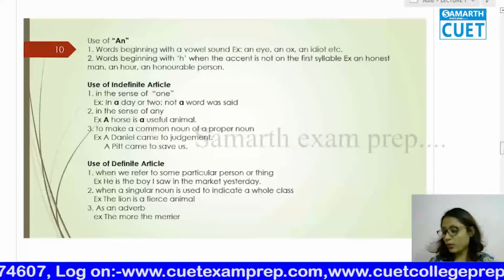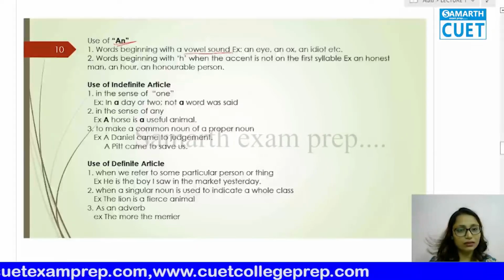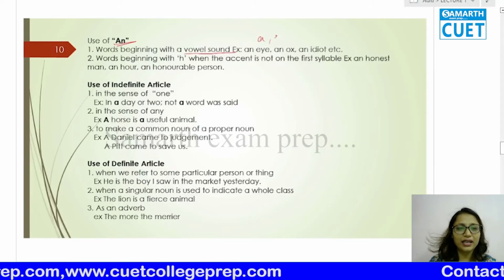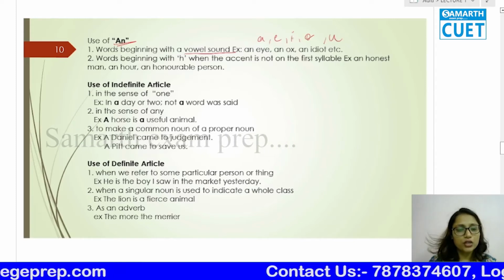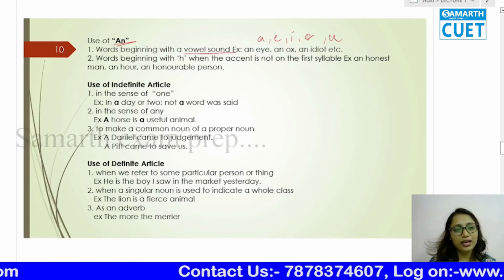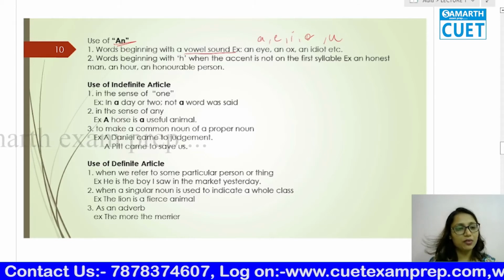Okay. Use of an. So where is an used? An is used for the words beginning with a vowel. Very simple. A, E, I, O, U. An orange. A, E, I, O, U. So an orange, an umbrella. Okay, so these are all going to take an before them.